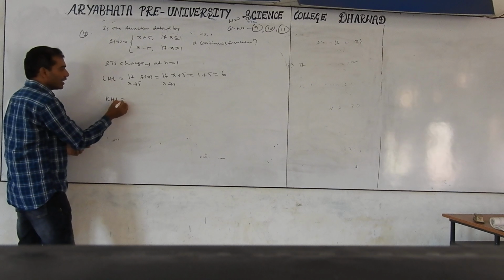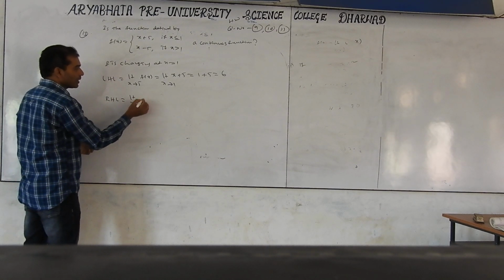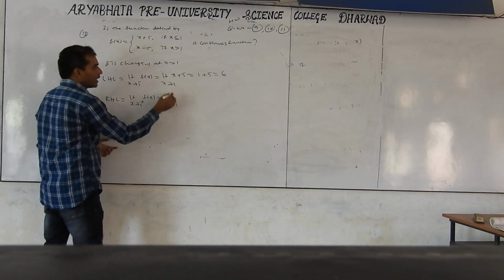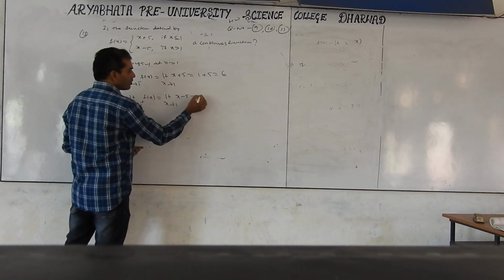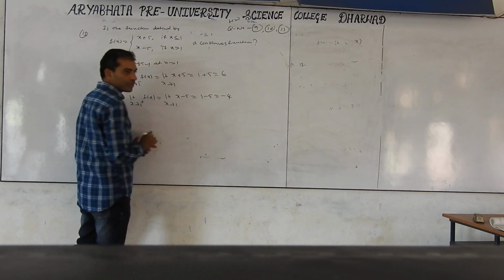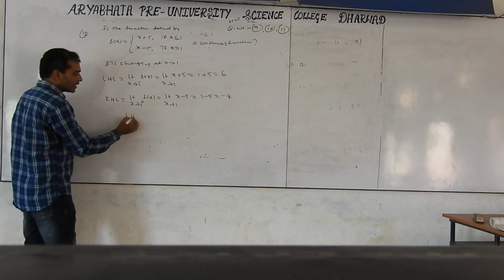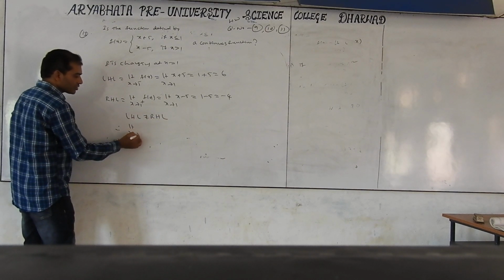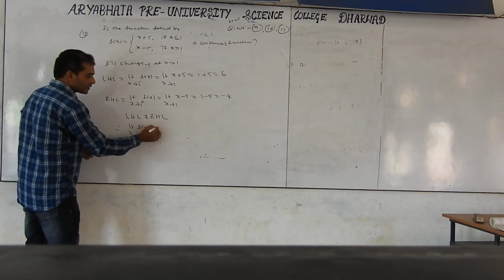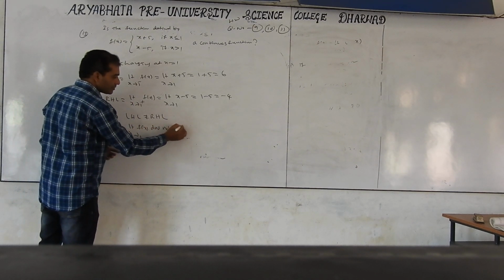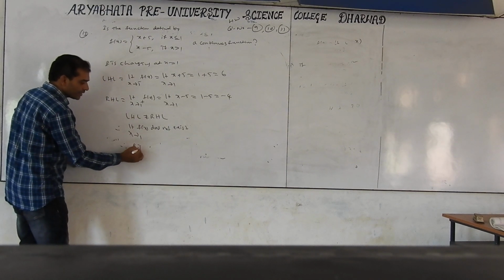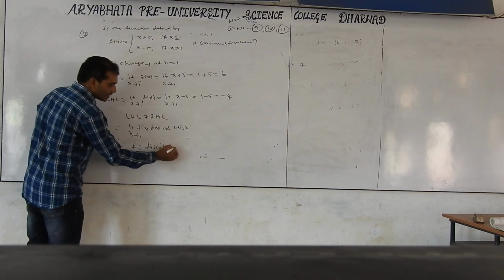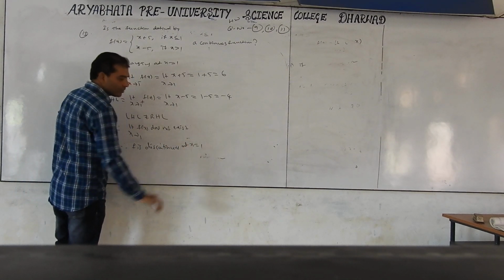Right limit of x tends to 1 plus f of x. Limit of x tends to above 1, x minus 5. Put x equal 1, 1 minus 5 equal to minus 4. So LHL not equal to RHL. Therefore, limit x tends to 1, f of x does not exist. Therefore, f is discontinuous. F is discontinuous at x equal to 1.